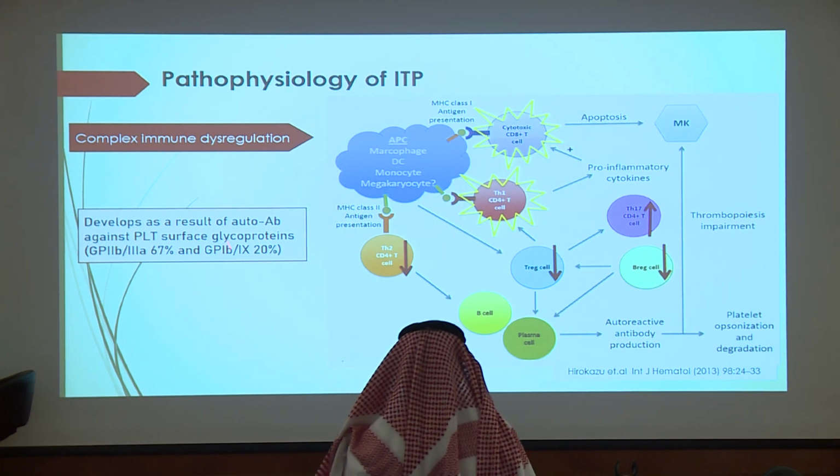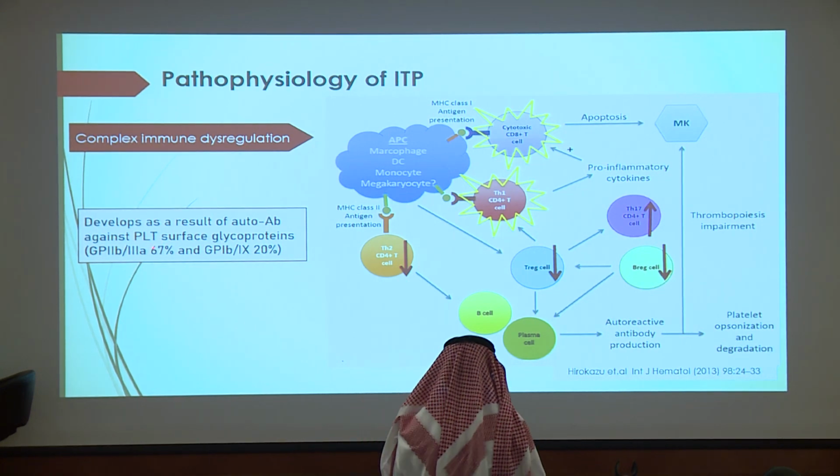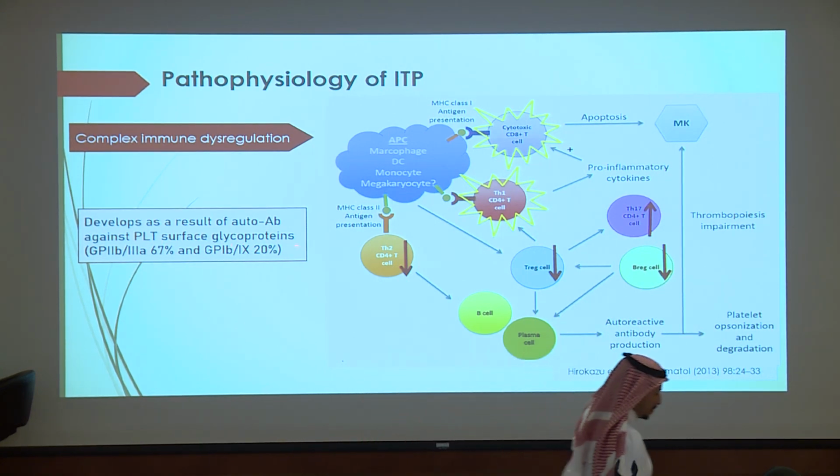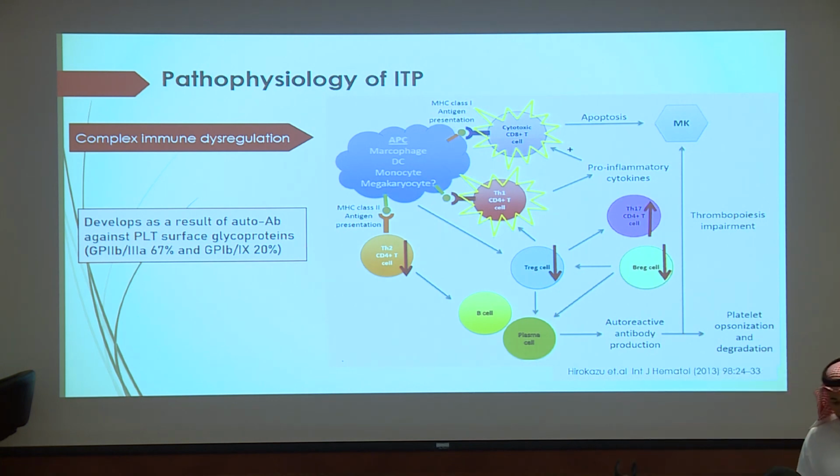But this does not mean the antibody is exclusive for those glycoproteins. It might include the thrombopoietin receptor. It might include also the collagen receptor. And the initial spark of pathogenesis of ITP starts from loss of function of Treg cells.